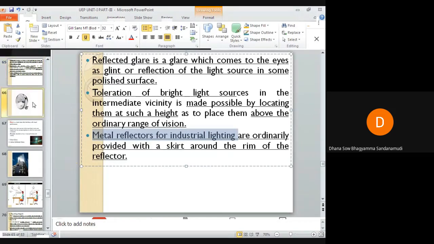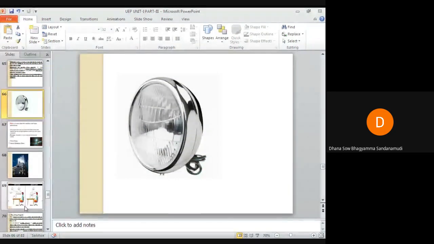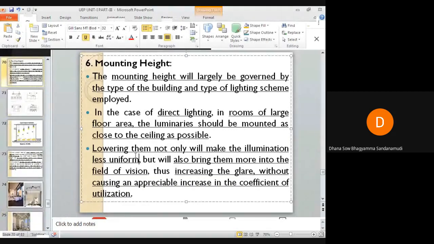Okay, so you can see here, this is a reflector along with the diffusion glass which is placed in front of it. This is a metallic reflector in which the lamp is there. So if I am using this sort of arrangement, I can avoid the glare to the eyes. Okay, so next, mounting height.